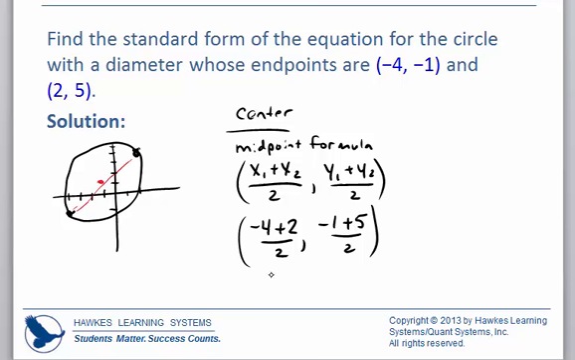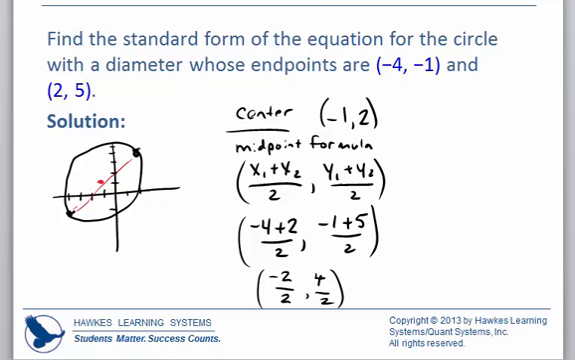-4 plus 2 is -2, over 2. Negative 1 plus 5 is 4, over 2. And so my center is going to be the point (-1, 2). I also need the radius in order to determine the equation for the circle. So let's work on that next.